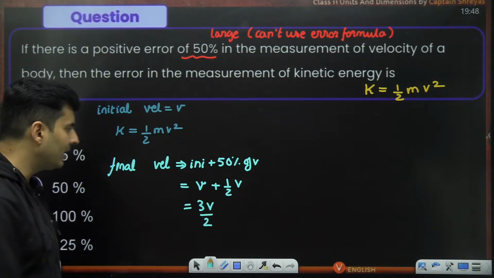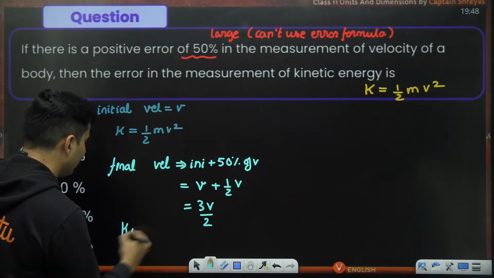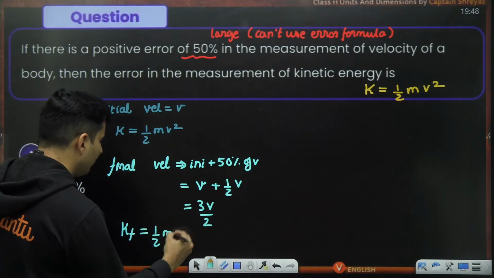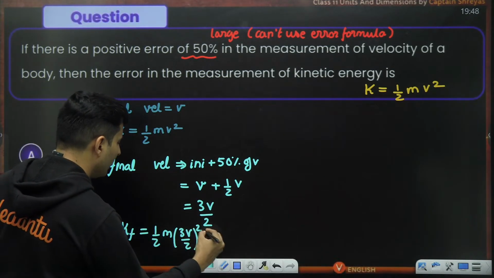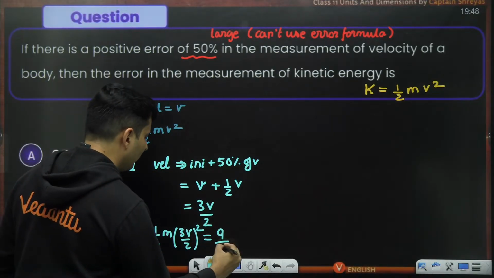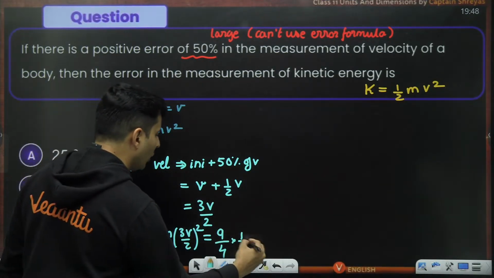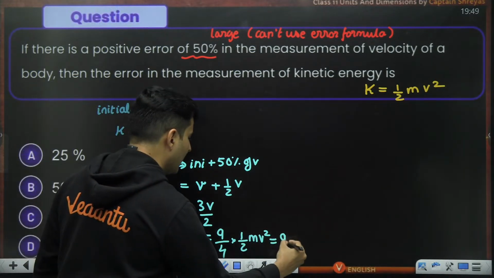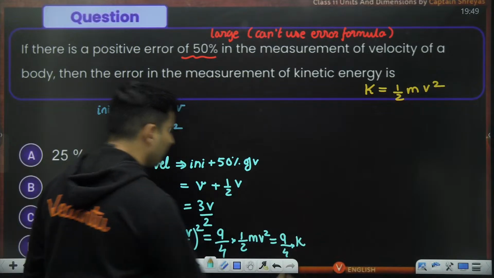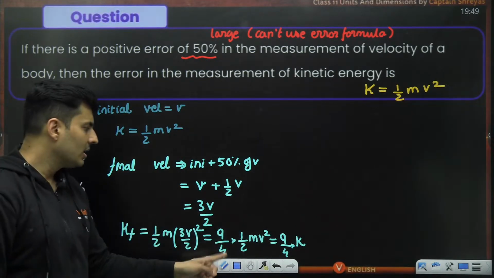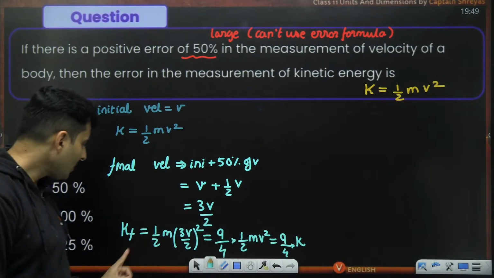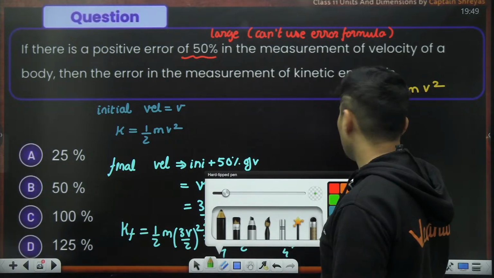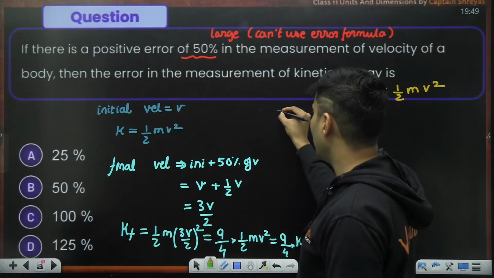So how much will the final kinetic energy be? K final will be half m into 3v by 2 whole square. 3 square is 9, 2 square is 4, so 9 by 4 times half mv square, and half mv square is K, so 9 by 4 times K. That is what the final kinetic energy is. But that is not the question. The question is percentage error in the measurement of kinetic energy.